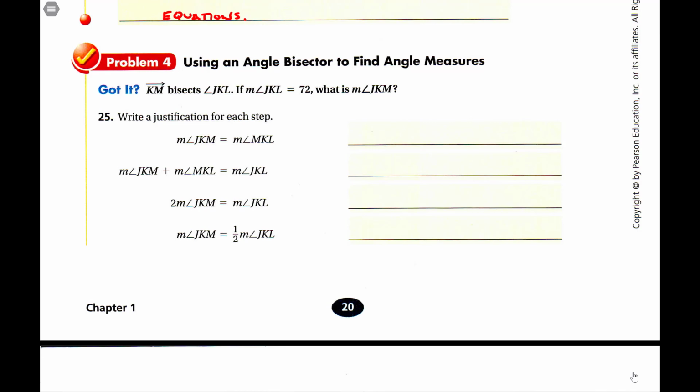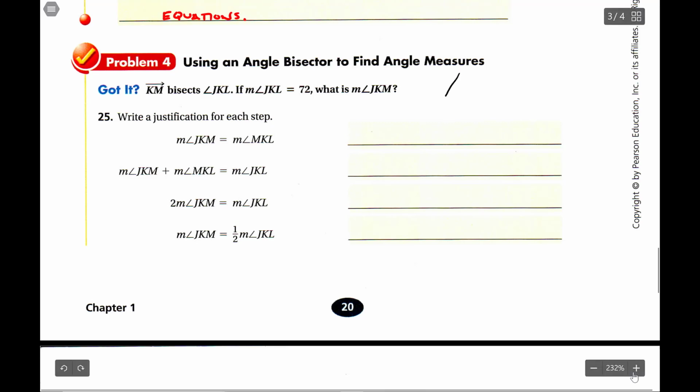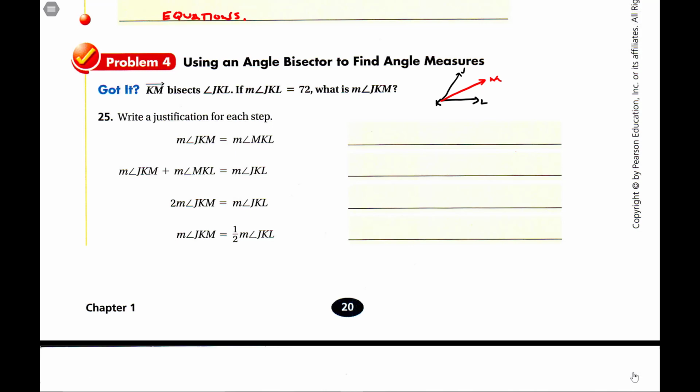Problem number 4 is asking us to use an angle bisector to find the angle measures. It tells us that ray KM bisects JKL. So if I draw an angle JKL, and then I have this ray KM that bisects it. Remember our definition of a bisector, it cuts something in half. The measure of JKL is 72 degrees. So what's the measure of JKM?